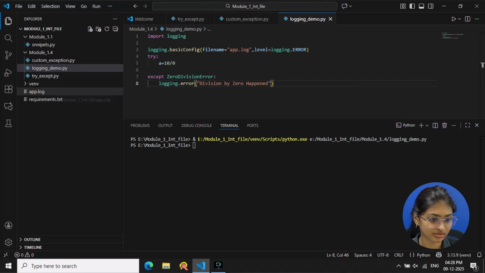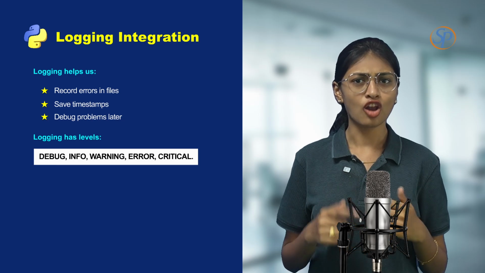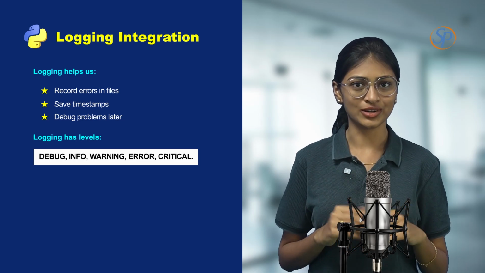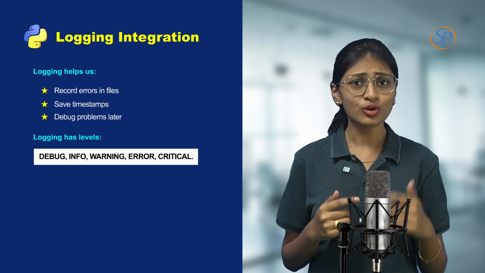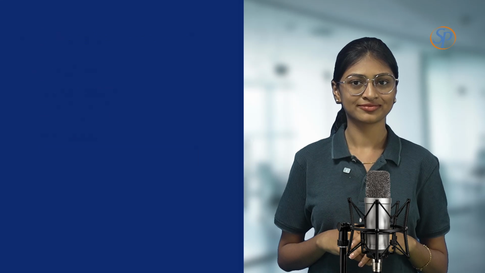I'm running it. We can see app.log is created here, and here the error is root, division by 0 happened. That's how logging is done. Logging is very important in the real world because you can see what happened even after the program runs.